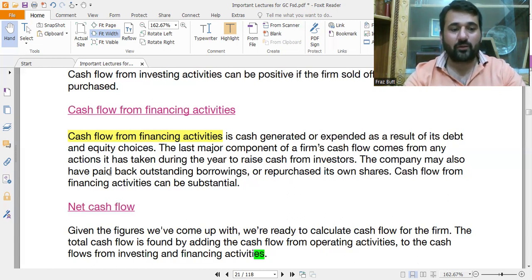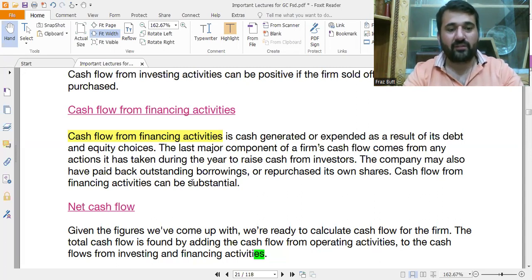The company may also have paid back outstanding borrowings or repurchased its own shares. The company may need to pay back previous borrowing, maybe from the bank. So the company has to pay back the money to the bank. This will be a cash outflow, and it will be written in the financing activities section. And the same for repurchasing its own shares. The firm is paying money and purchasing its shares. So there will be a cash outflow.